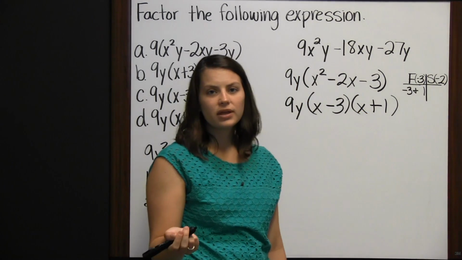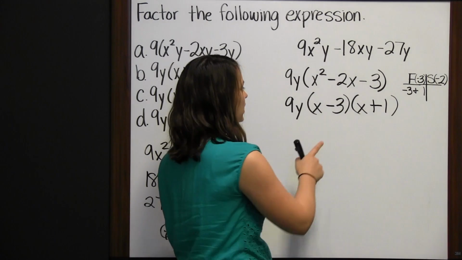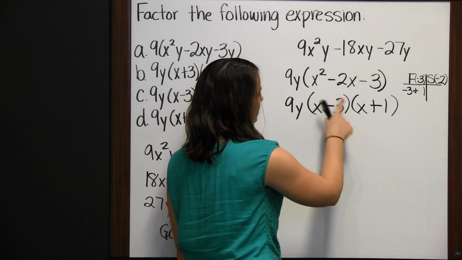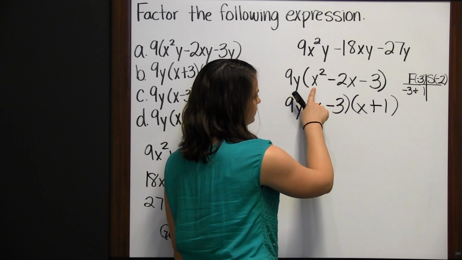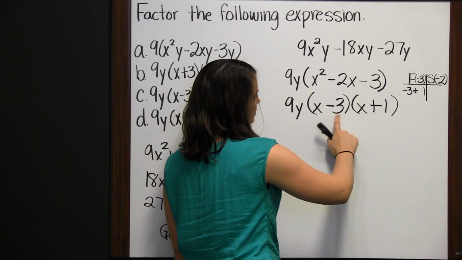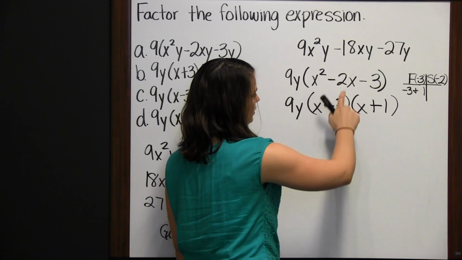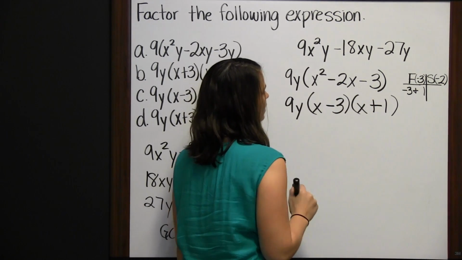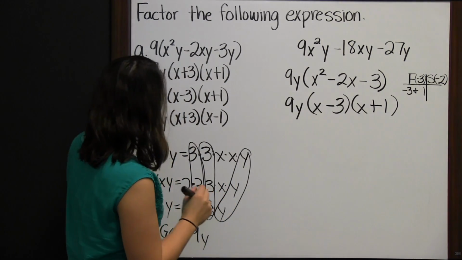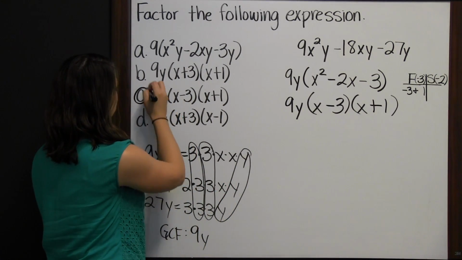And we can always FOIL it out to see if we did, in fact, factor correctly. So x times x would give us our x squared. x times 1 is 1x, minus 3x would be negative 2x, and then negative 3 times 1 would be negative 3. So this is our factored answer, which is answer choice C.